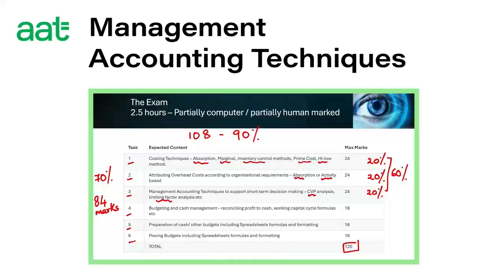Now, the remaining tasks, if you look at task 4, task 5, and task 6, they're all to do with kind of budgeting and cash management. Okay, so you must be thorough in those 3 areas or 2 areas as well as spreadsheets in order to ensure that you pick up the remaining 70% of the marks on offer. Now, the remaining 30% of the mark, 40% of the marks on offer.